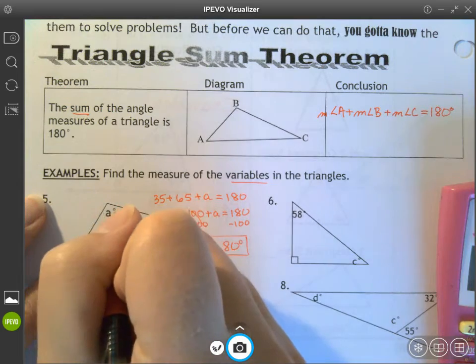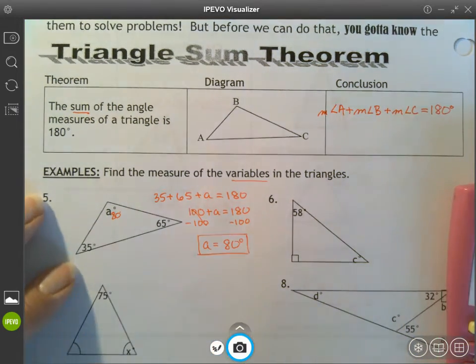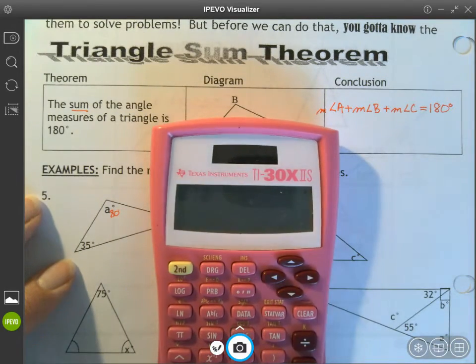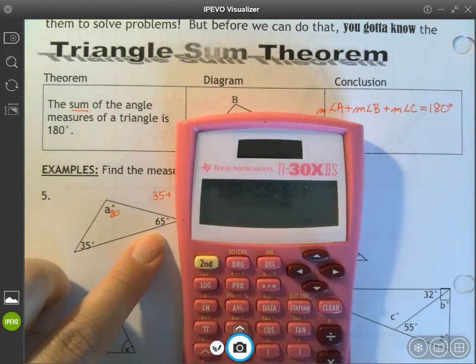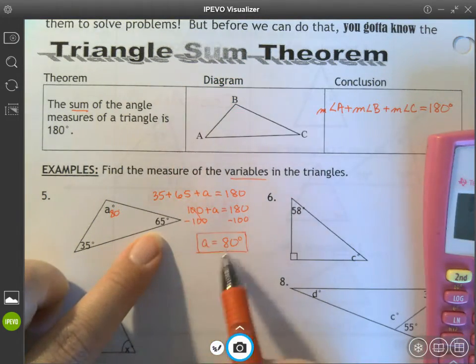Now, sometimes you want to go in and put that 80 there because we're going to use it to find something else. Okay, so this is one where honestly, guys, I could have just taken my calculator and done 180 minus 35 minus 65, and I get 80. And that's really what we did. We put these together and we subtracted them.